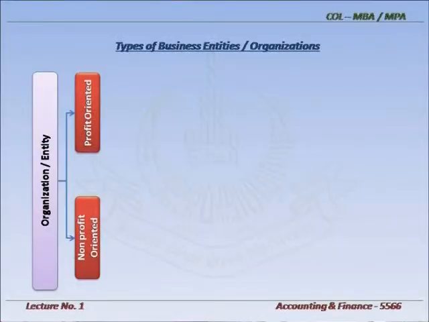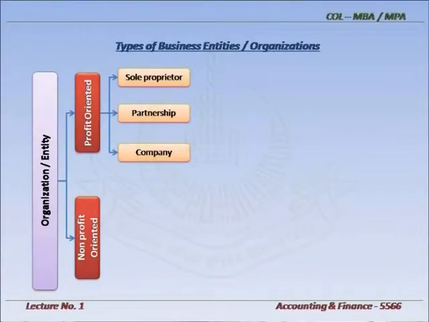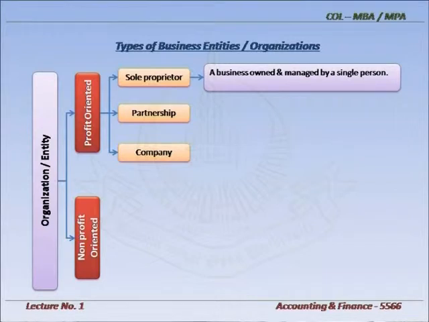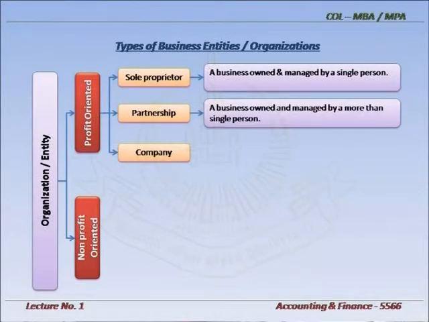Profit-oriented organizations can be in the form of sole proprietor, partnership, and company. Now we'll learn what is the sole proprietor. Sole proprietor is a business owned and managed by a single person. Then we answer what is a partnership. Partnership is a business owned and managed by more than a single person, but not more than 20. It means that the total number of partners in a single partnership cannot be more than 20.